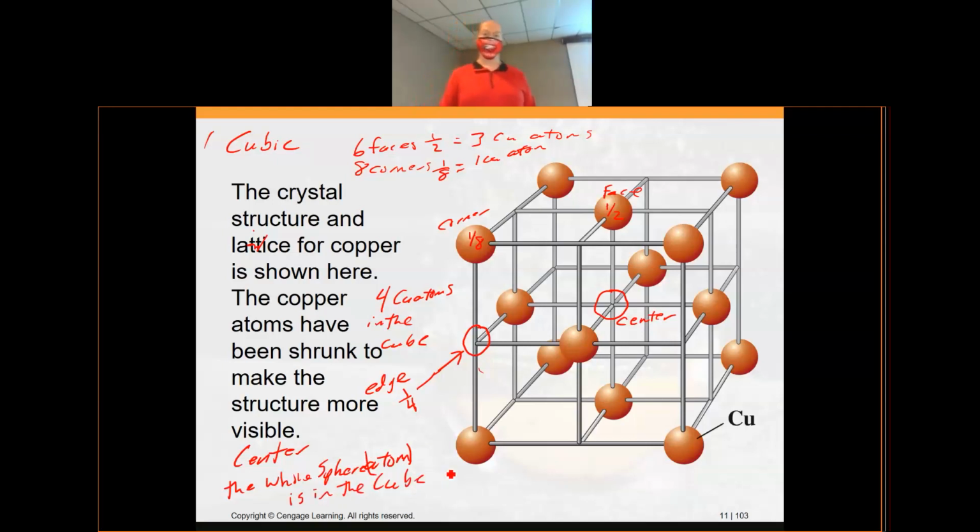All right, so there's 4 choices when you have your atoms, which are spherical. You're either going to be on a corner, 1/8 of it's inside the cube, a face, 1/2 of it's inside the cube, an edge, 1/4 of it's inside the cube, or it's actually in the center where the whole thing is in the cube.